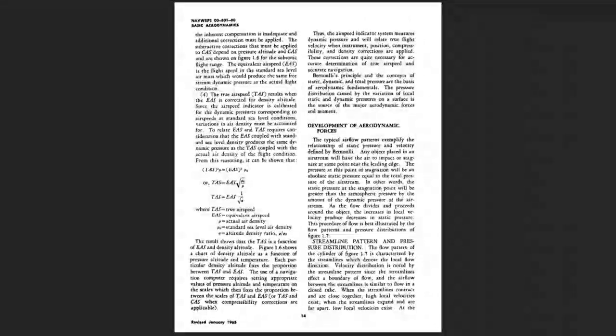Figure 1.6 shows a chart of density altitude as a function of pressure altitude and temperature. Each particular density altitude fixes the proportion between TAS and EAS. The use of a navigation computer requires setting appropriate values of pressure altitude and temperature on the scales, which then fixes the proportion between the scales of TAS and EAS, or TAS and CAS, when compressibility corrections are applicable. Thus, the airspeed indicator system measures dynamic pressure and will relate true flight velocity when instrument, position, compressibility, and density corrections are applied. These corrections are quite necessary for accurate determination of true airspeed and accurate navigation.